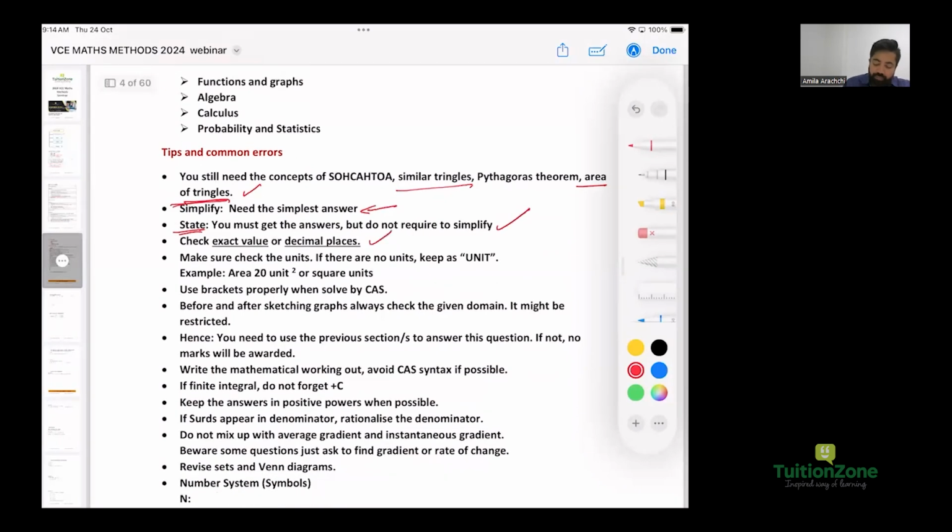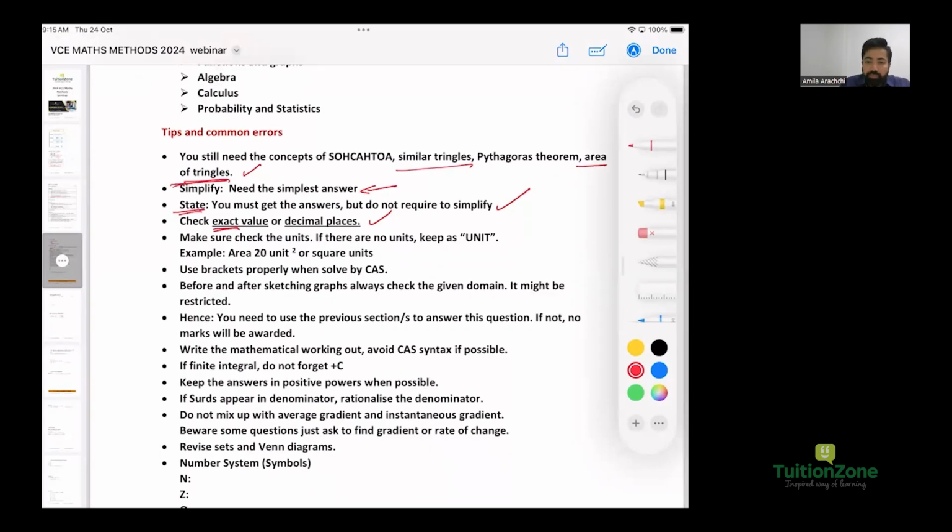Yes. Exact values versus decimals are very common mistakes. When I was marking the papers, I noticed they asked for exact and students didn't even notice the word. When you read the question, these are common words you should scan and highlight. If it says exact, it must be exact.